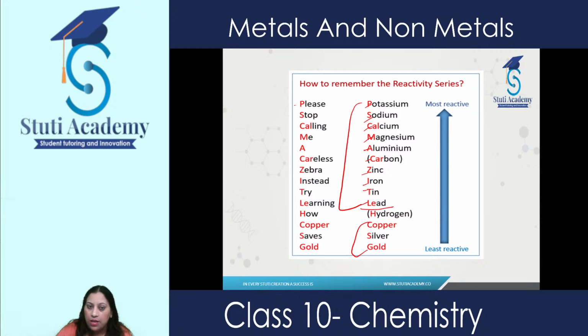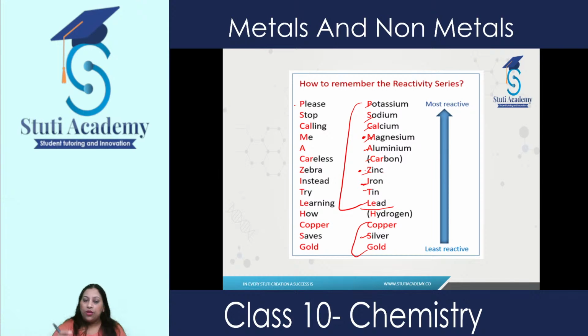And these are more reactive metals, so they can displace one another. Like if the reaction takes place between magnesium and zinc, zinc cannot displace magnesium, but magnesium can displace zinc because magnesium is more reactive than zinc. So more reactive metals can easily displace the less reactive one. And if the reaction takes place between iron and silver, no reaction takes place because it cannot displace it.